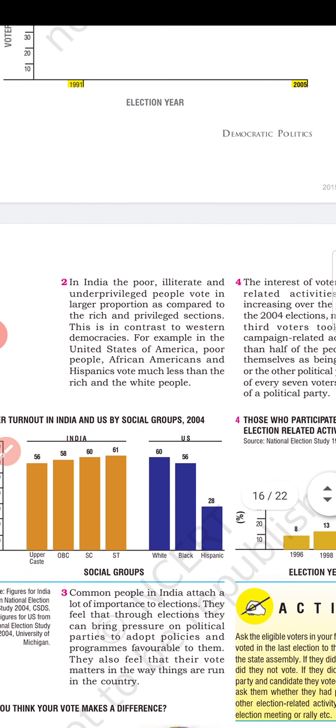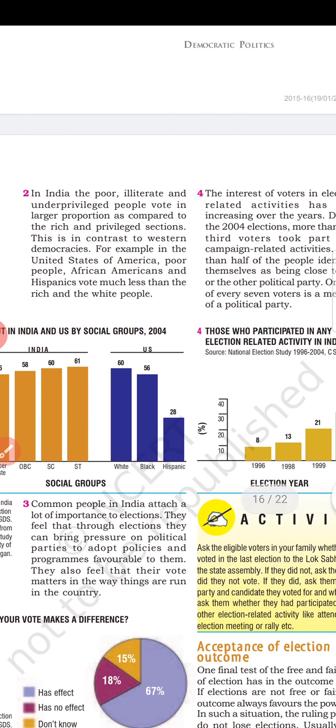The second point is that in India, the poor, illiterate, and underprivileged people vote in larger proportion as compared to rich and privileged sections. This is in contrast to Western democracies. For example, in United States of America, poor people, African Americans, and Hispanics vote much less than the rich and white people.